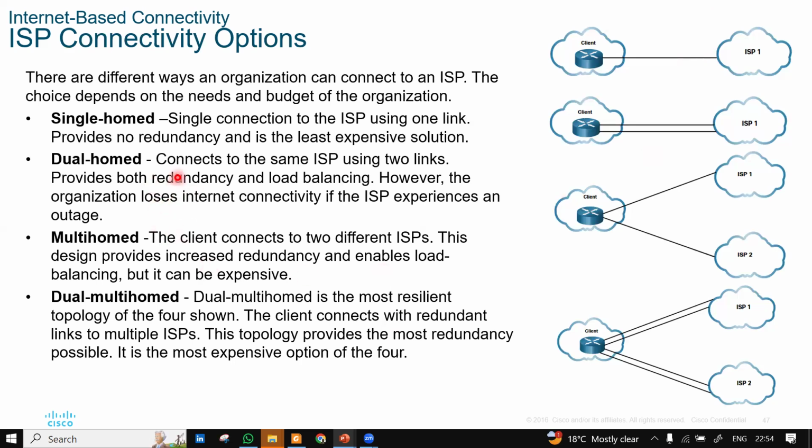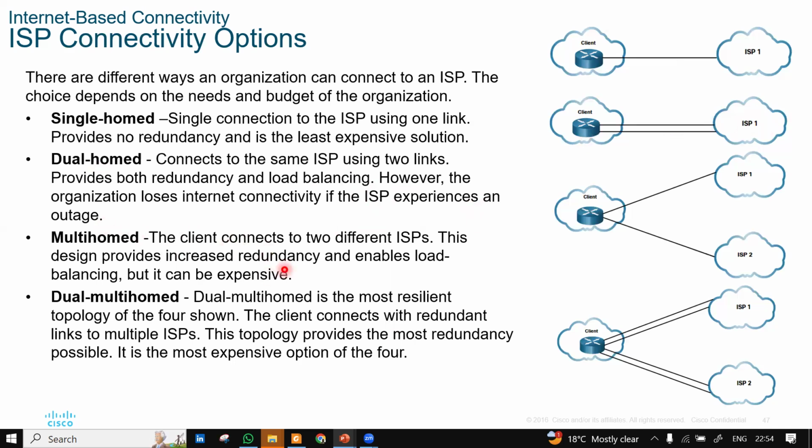Dual homed: with the same service provider, we now have two links. That is dual homed. It connects to the same ISP using two links. It provides redundancy. If one link goes down, the other one is still up. However, the organization loses the internet if the ISP experiences an outage. So if the ISP goes down, then everything goes down.